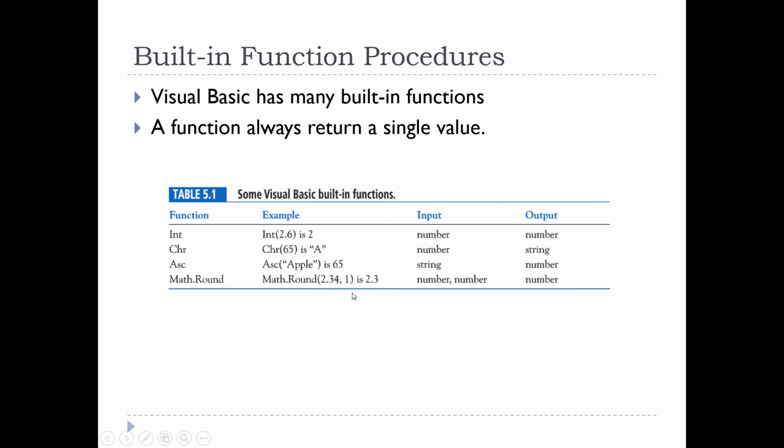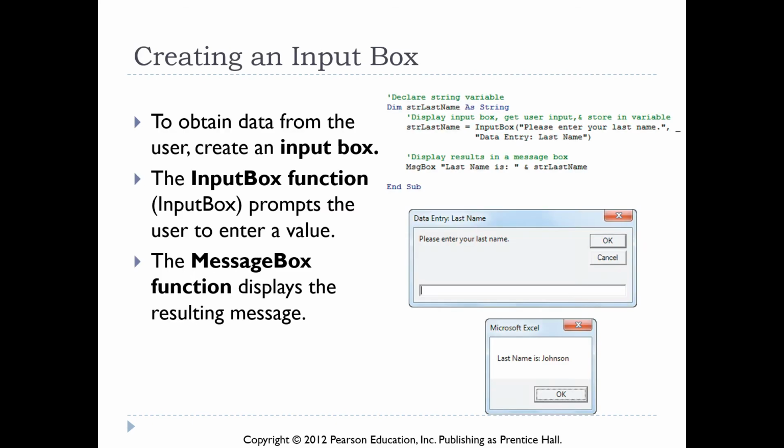And then Math.Round just rounds a number. It takes two parameters in this case: the number you want to round, and then the decimal places you want to keep. So in this case, it's just going to be 2.3, because 4 is not enough to round up to 2.4. So we get 2.3 as the result. These are some examples of the built-in functions in Visual Basic that you can use right away.